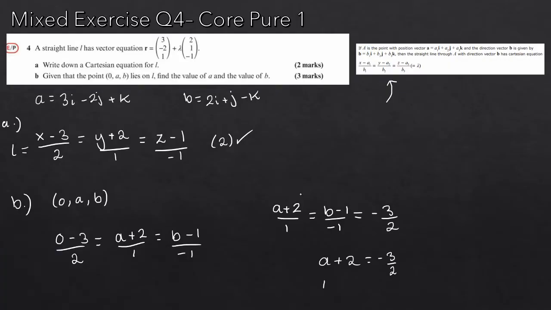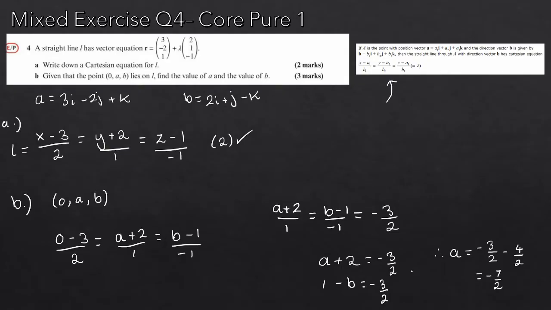So 1 minus B is equal to minus 3 over 2. Now all we've got to do is solve each one individually. So A plus 2 is equal to minus 3 over 2. So all I've got to do is subtract 2 off both sides. So therefore, A is equal to minus 3 over 2 minus 2. So that'd be minus 3 over 2 minus 4 over 2. And if you do that, you'd get minus 7 over 2 for A.